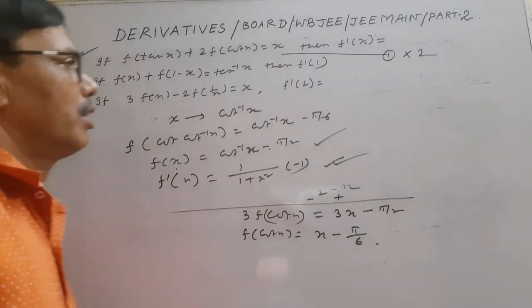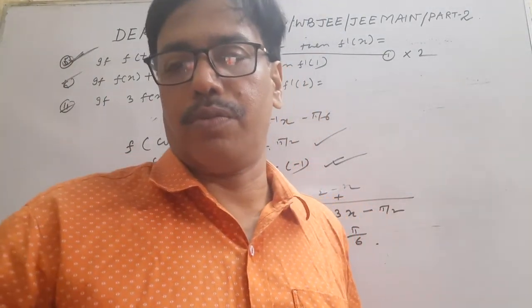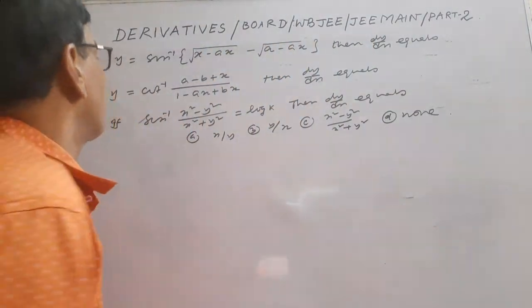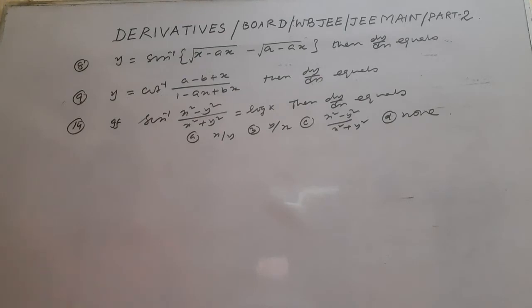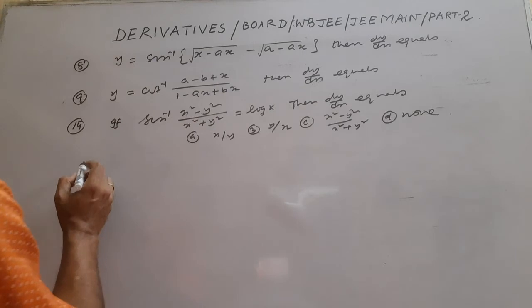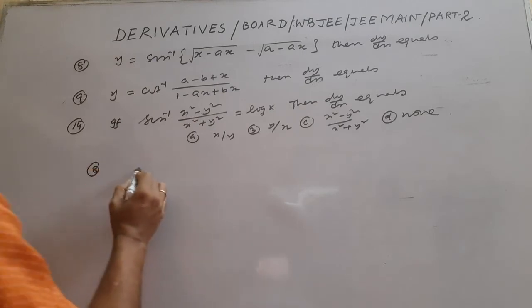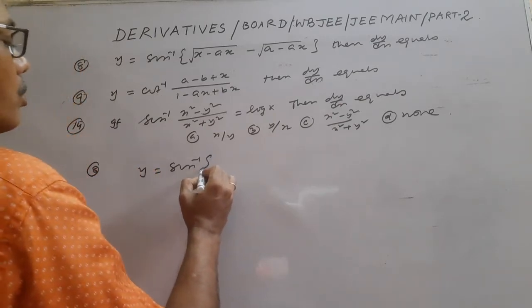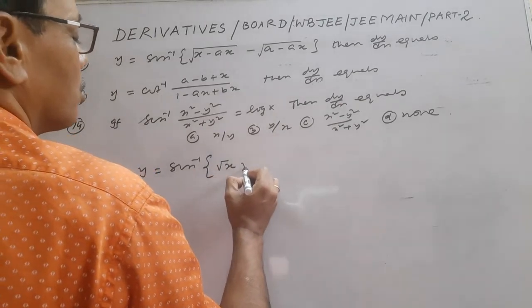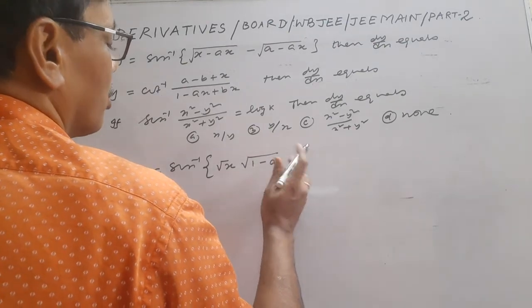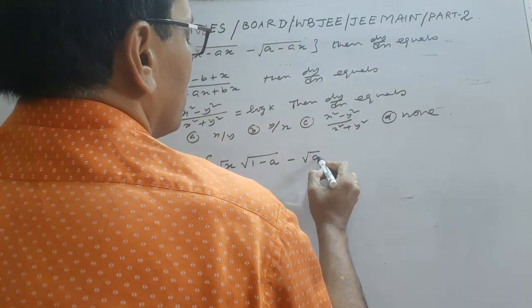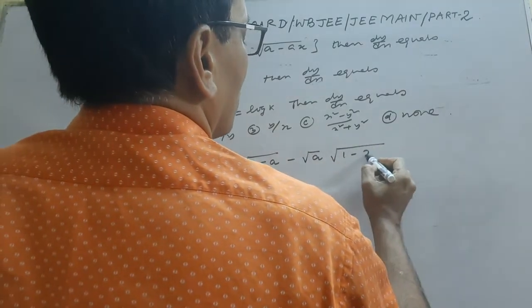Next we consider a different type of problem. I consider 3 more problems, 8, 9, 14. So problem number 8. So y equals to sine inverse of root x into root 1 minus x, common root a into 1 minus x.